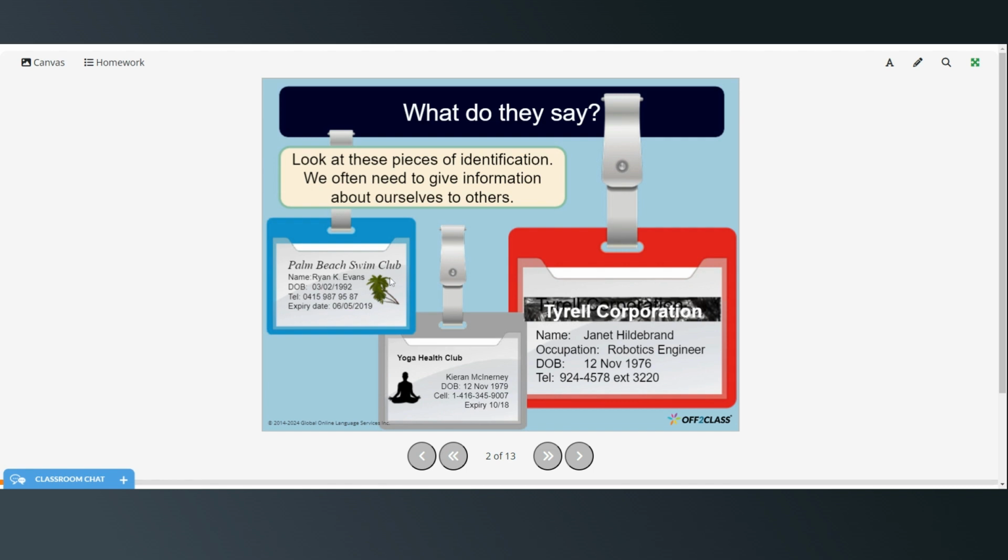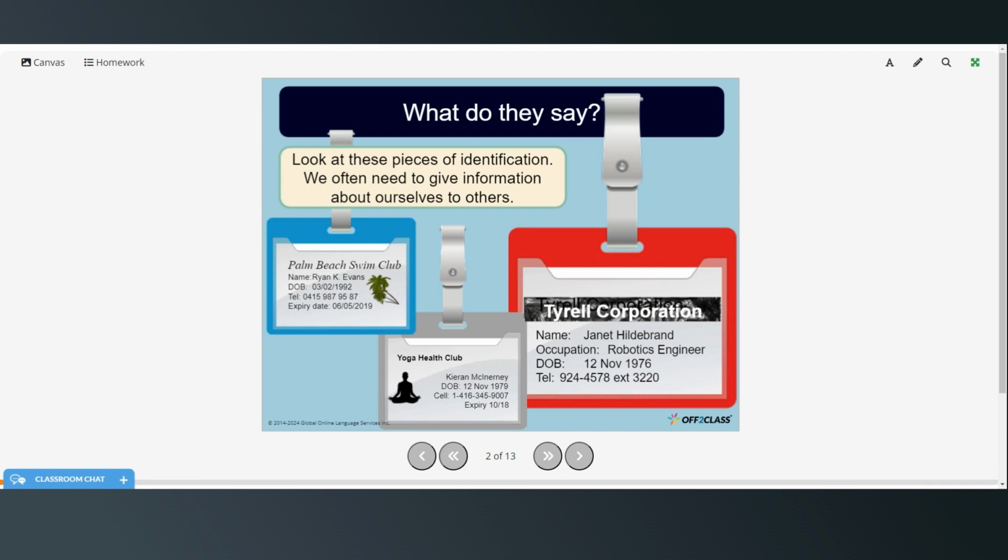This one, it looks like it's an ID card for a swim club. This one is to a yoga health club. It has some of the similar information. This one appears to be a work ID, so it has the name of the company and the person's job title or occupation in addition to their date of birth and telephone number.